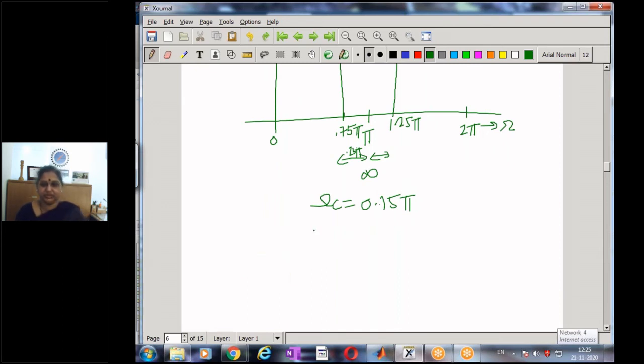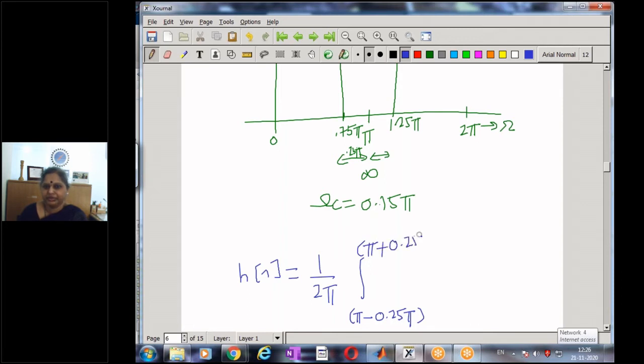The first step is to evaluate the integral for h of n for one period, so 1 by 2 pi. Now I can identify that I need to integrate from 0.75 pi to 1.25 pi. So I can always write the lower limit as pi minus 0.25 pi, and the upper limit as pi plus 0.25 pi. And my magnitude is, say, 1, and e to the power of j omega n d omega.